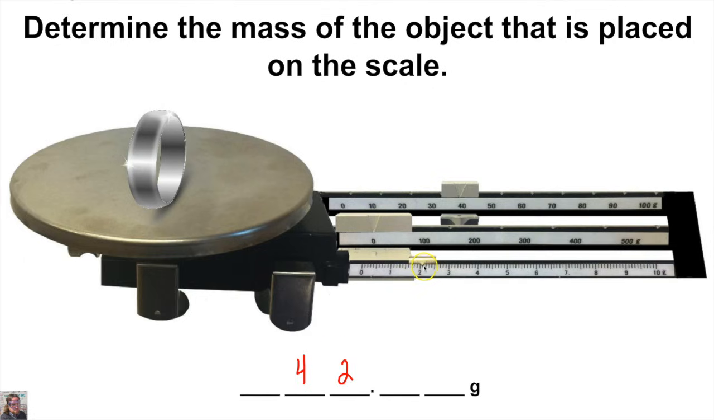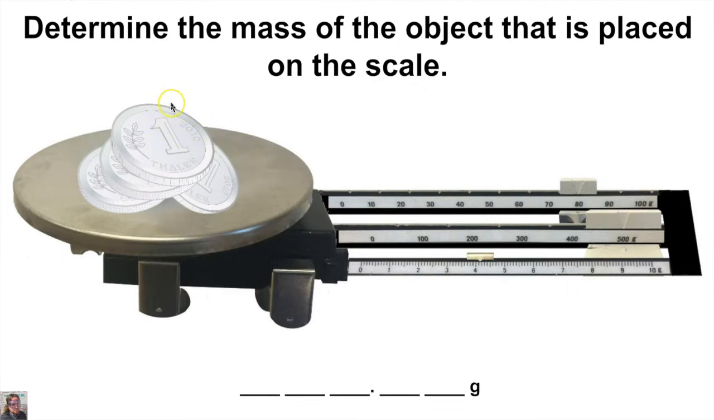And if we take a look, this isn't quite to the 0.1 line, is it? So we'll have 42.0, and we'll go ahead and call this 0.08. We have to estimate this right here. 42.08 grams is going to be the mass of this ring that's been placed on this scale. Let's take a look at one more example.